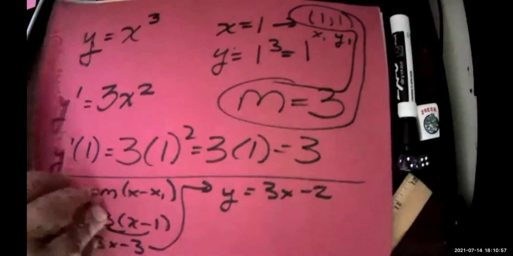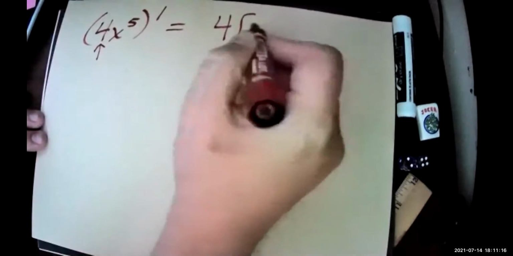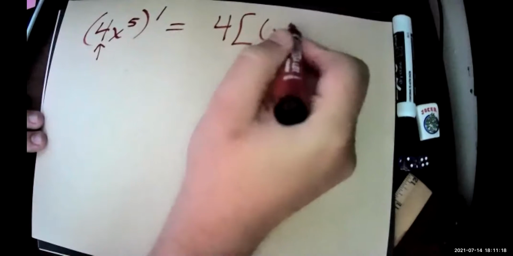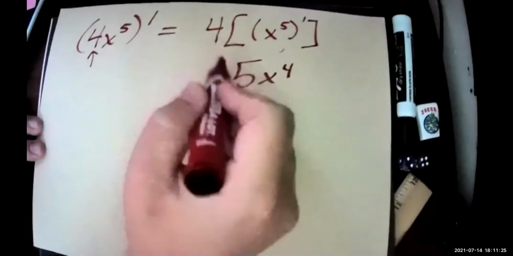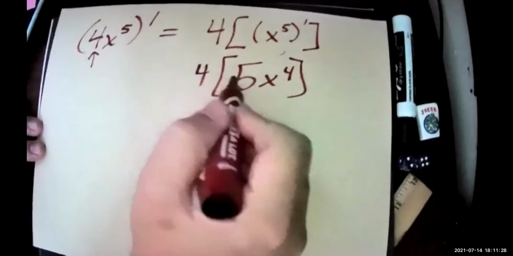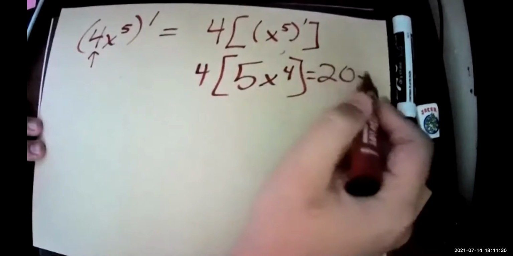In the case of find the derivative of 4x to the 5th, to find the derivative of that, what you would do is you would think about how, well, there's a 4, that's a constant. So I'll write the 4, and then I'll figure out the derivative of x to the 5th. So let's stop what we're doing and figure out the derivative of x to the 5th. Is it not 5x to the 4th? It is, right? Okay, so now let's simplify. And what is 4 times 5x to the 4th? The answer is 20x to the 4th.